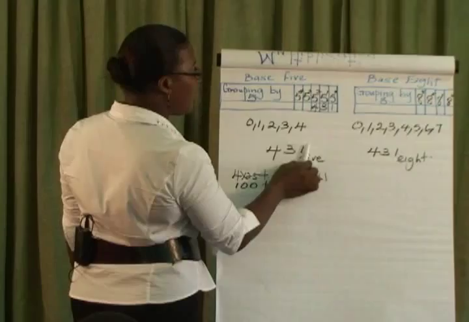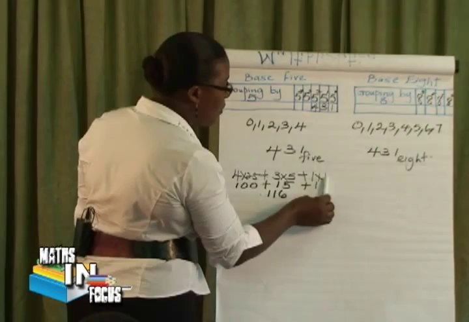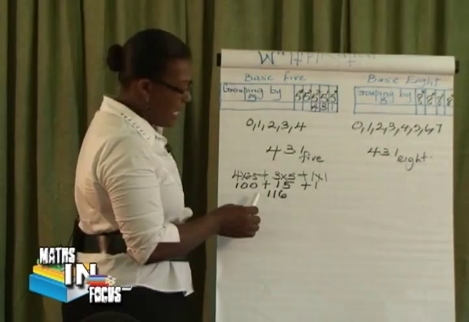So you observed, I took 431 and put it into our little grid that we drew up. And then we pulled out a 1 by a 1, 3 5s and 4 25s. And I came up with 116.